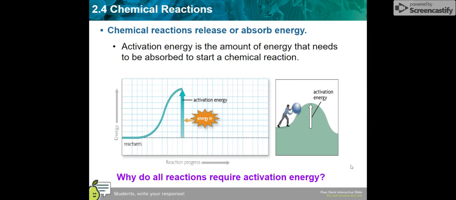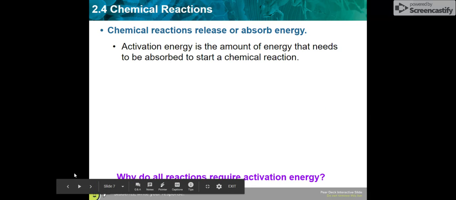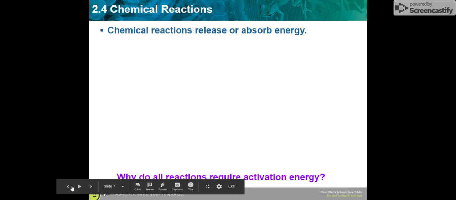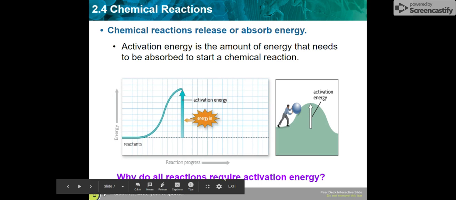So when we look at the overall process of a chemical reaction, we always have to add in energy to initially break those bonds, to get the reactants into the right position in order to react. We call that initial energy it takes to get the ball moving activation energy. You can see that illustrated here with the man pushing his ball up the hill.